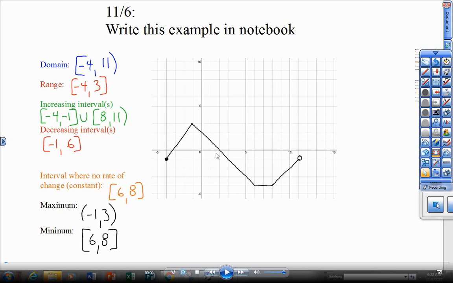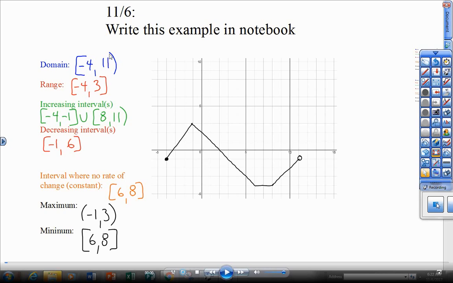I want you to draw this graph as best you can and then write these 1, 2, 3, 4, 5, 6, 7 things that describe this graph. So domain, range, increasing intervals, decreasing intervals, interval where there's no rate of change, where it's constant or flat, maximum and minimum. And of course, write these answers. Be as precise as you can.